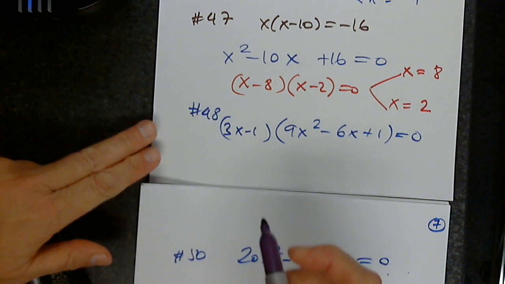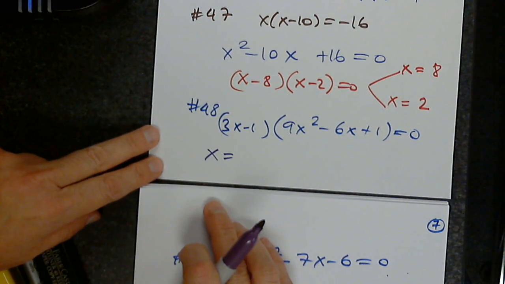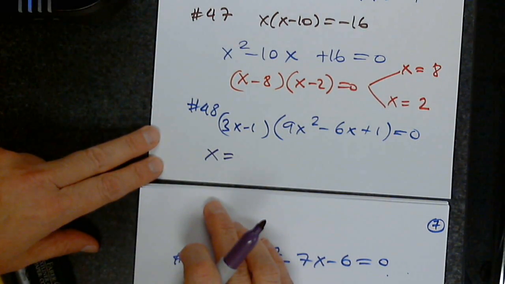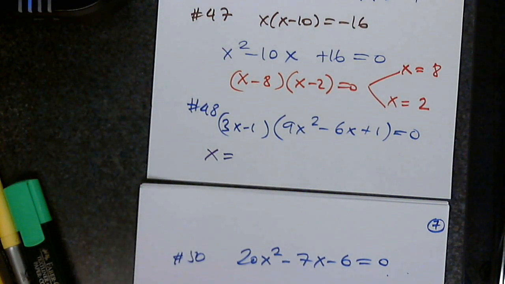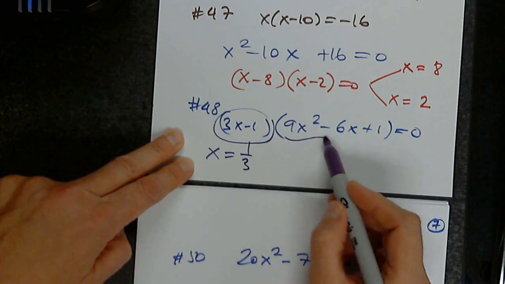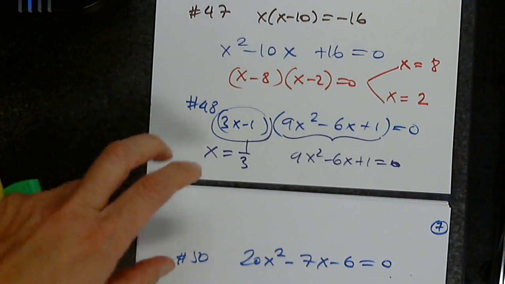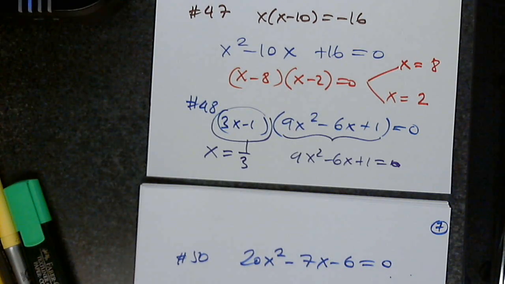Can anyone give us the first solution in 48? Very good. It's coming from here. And now what do I do with this? So now 9x squared minus 6x plus 1 is 0. So what do I do with that? If you go through all the sequence of steps that I recommended, you should not miss one. So any suggestions on 9x squared minus 6x plus 1?